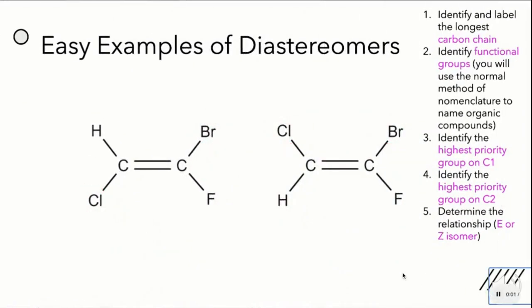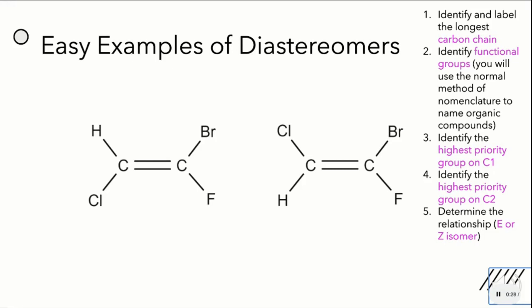Here we see two easy examples of diastereomers, and we can tell that the hydrogen and chlorine have been flipped between the two molecules. In order to identify which molecule is an E or Z isomer, there's a series of steps to follow. The first thing we're going to do is identify and label the longest carbon chain, and then identify the functional groups. This is so that we can name the compound later on, and it's the same way we name organic compounds.